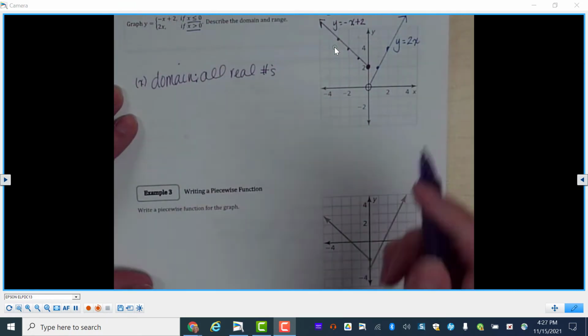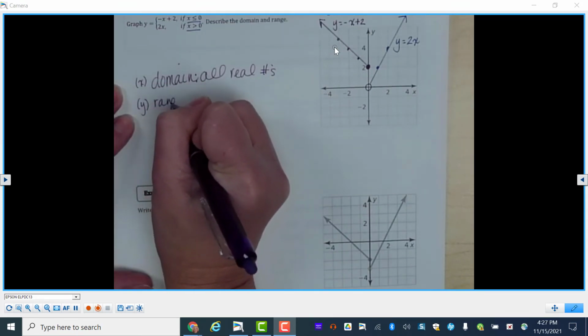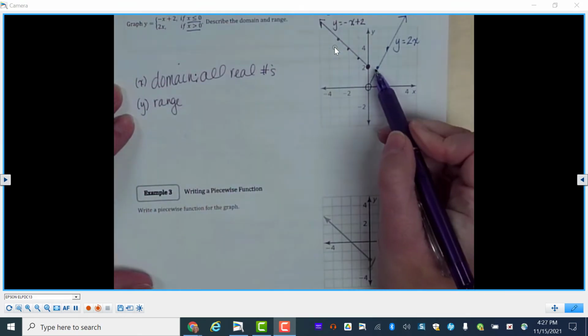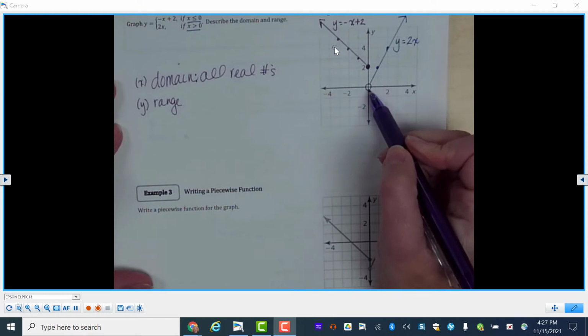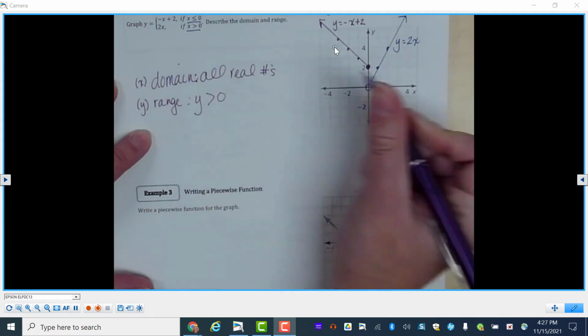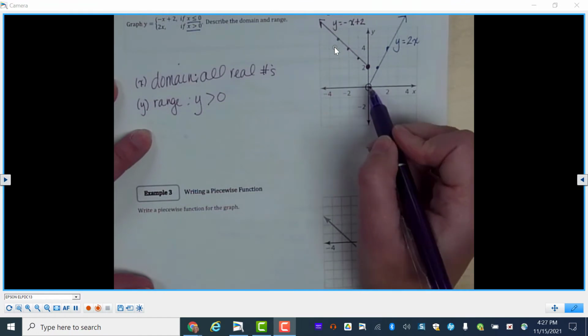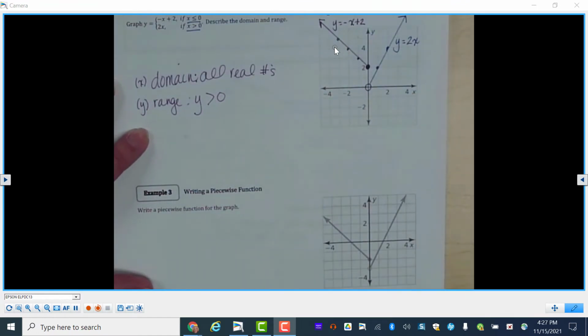So next, let's talk about the range. The range is the y value. Well, what is my minimum y value here? Well, it's this one right here. So my range is y is greater than 0, because it can't be 0, but it can be any number greater than that.